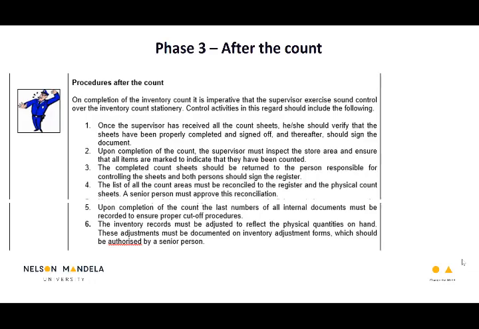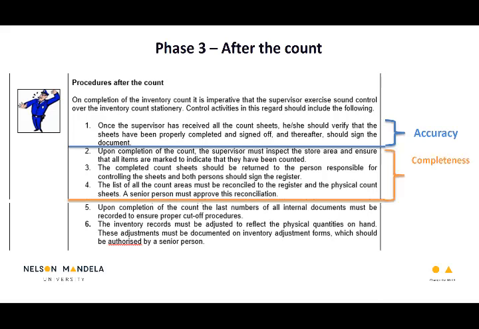And that brings us to the focus of our video, which is the procedures that take place after the inventory count. The first procedure deals with accuracy, where the supervisor makes sure that he receives the count sheets back and then checks whether the details were recorded accurately. Procedures 2, 3, and 4 deal with completeness.